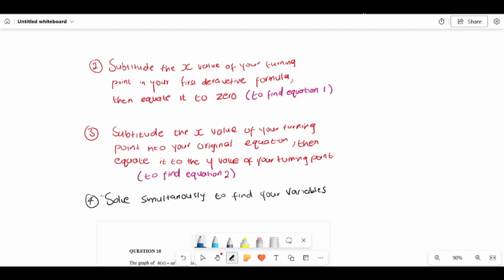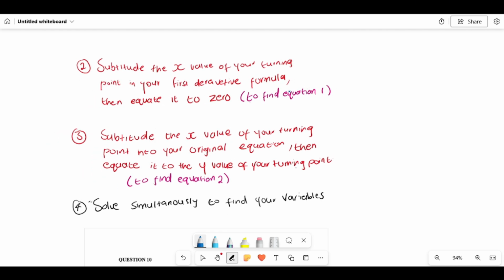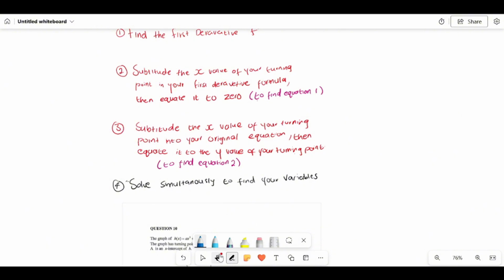So in this video, we're going to be looking into calculus. To be specific, what we're going to be focusing on is finding the equation of your cubic function whenever you're given turning points. How do you find the equation of your cubic function if you're given your turning points? Now, these are the four steps that we're going to be looking into, and we're going to use them to find the equation of the cubic function.